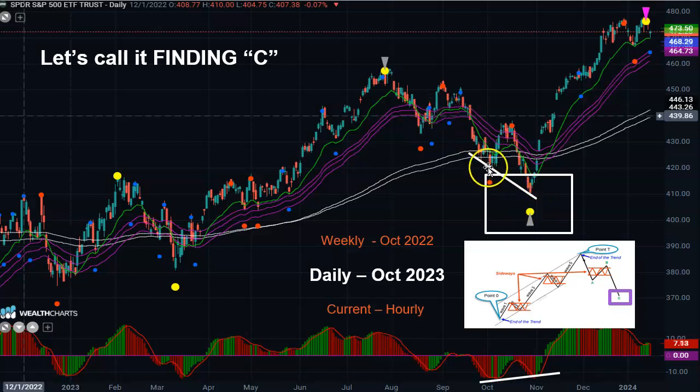So when looking at the daily scanner in October of 2023, we noticed that there were many stocks that showed up again for buys.